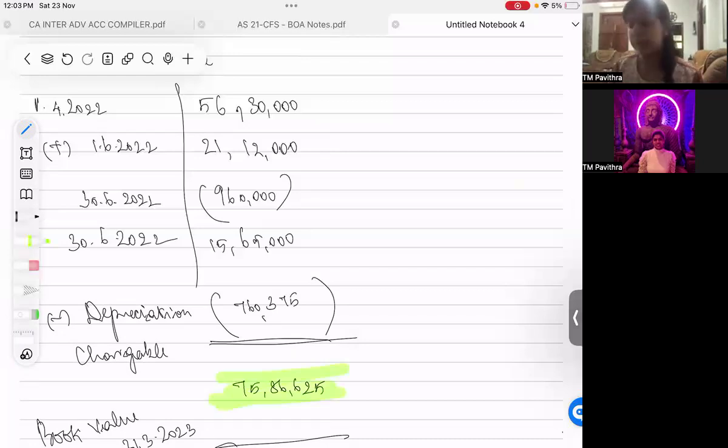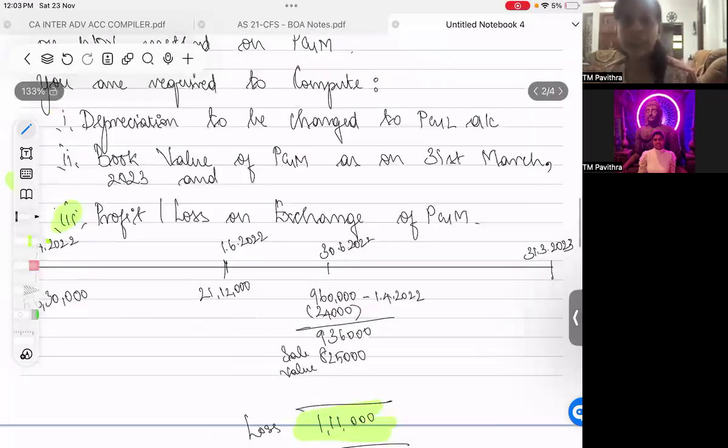So with a simple method of presenting the timeline, the complex question becomes very easy to break down.